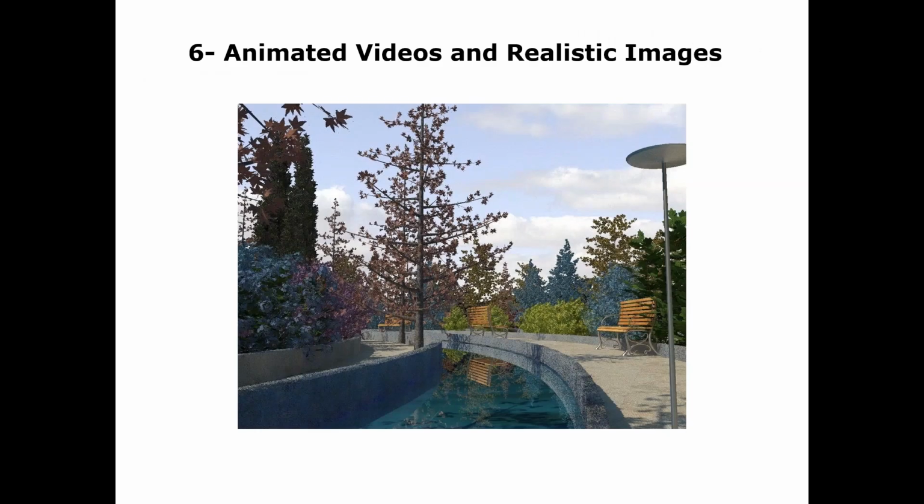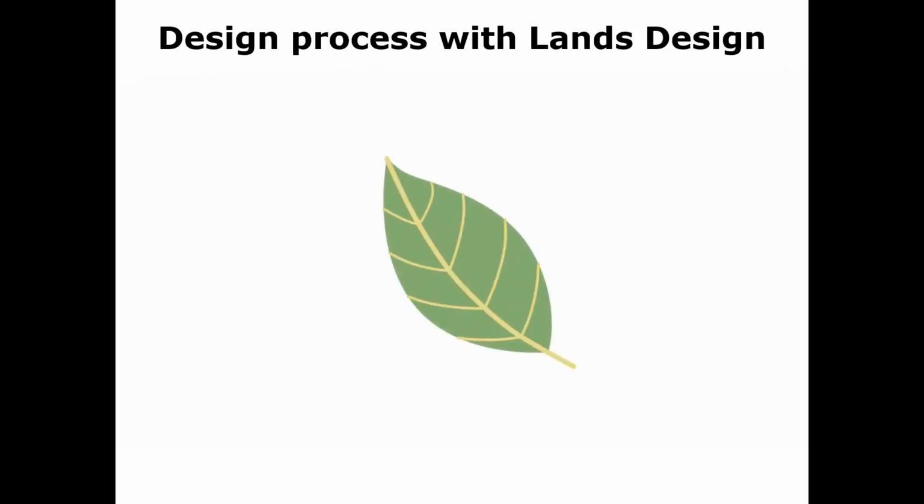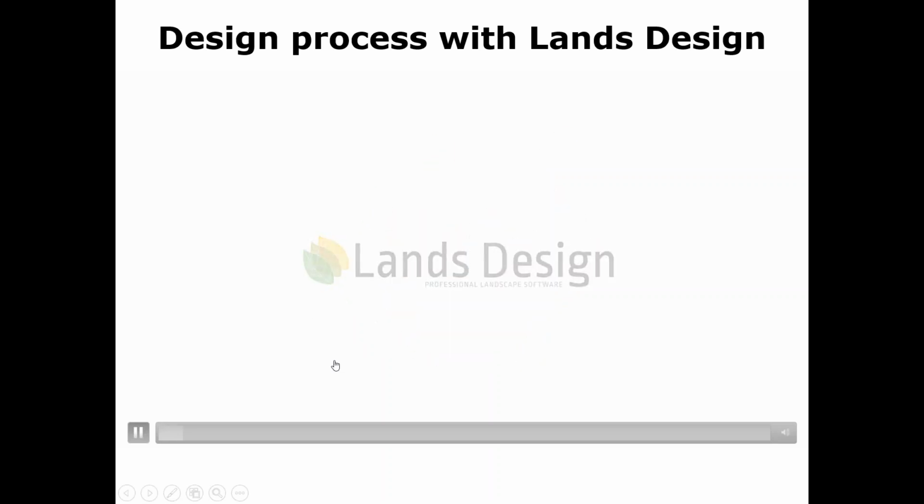We have tools for creating animated videos and realistic images. These tools include walk mode, visual simulation, sun and shadow tools, render, and filter. There's an image filter inside the program that lets you filter your image at the end. The design process with Lands Design is summarized in this short video.